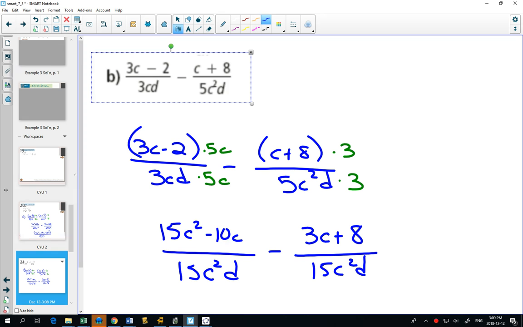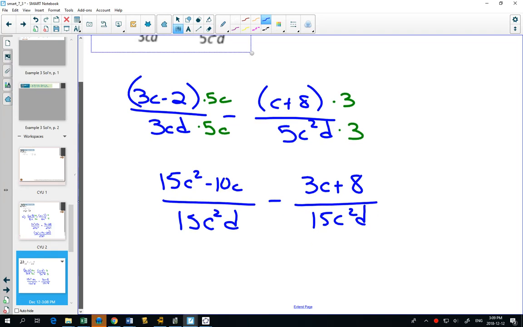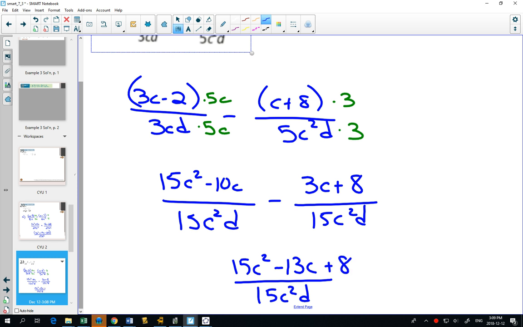And now I'm going to make the mistake, don't write down the next line, I'm going to make the mistake that almost all of you will want to make. So, okay, are you ready? Watch and see if you can see where my mistake is. Okay, how do we subtract fractions? Well, we keep our denominator the same, so it'll be 15c squared d. And I subtract the top, so I'll get 15c squared minus 10 minus 3c minus 8.